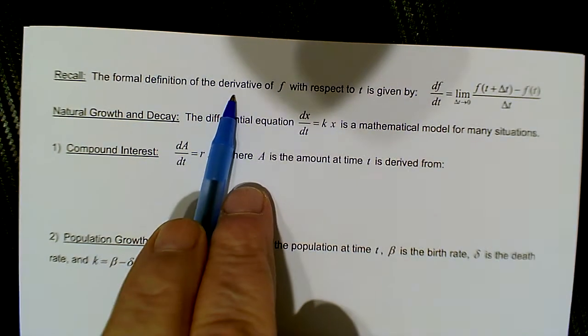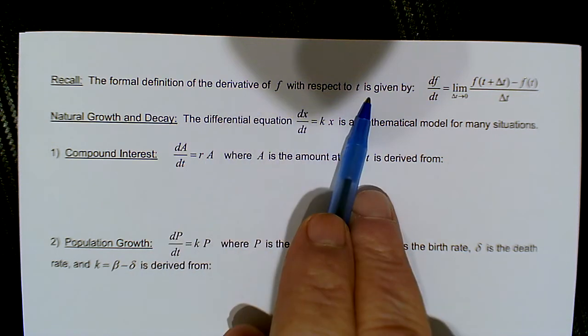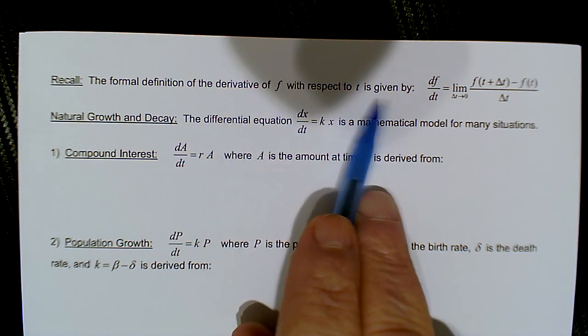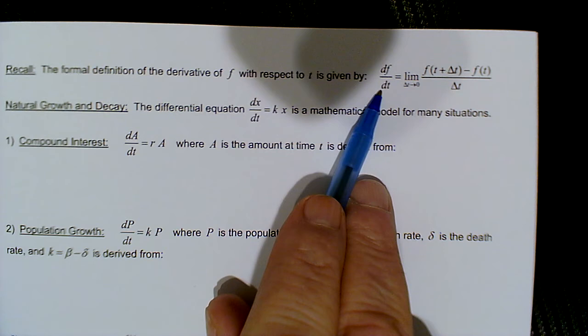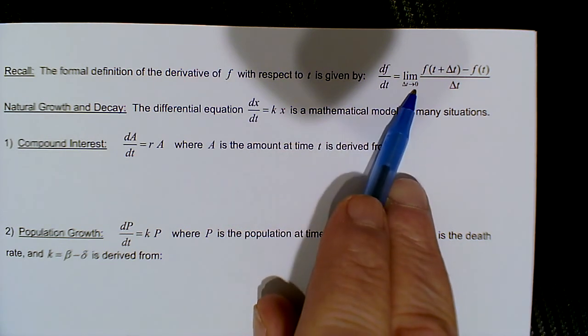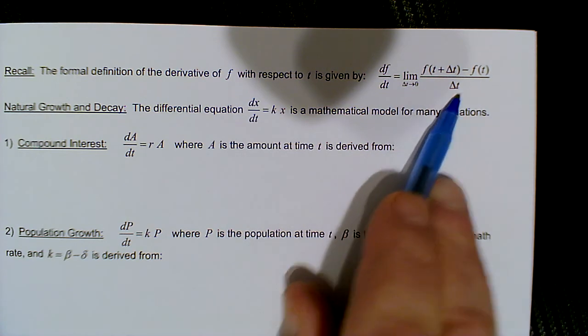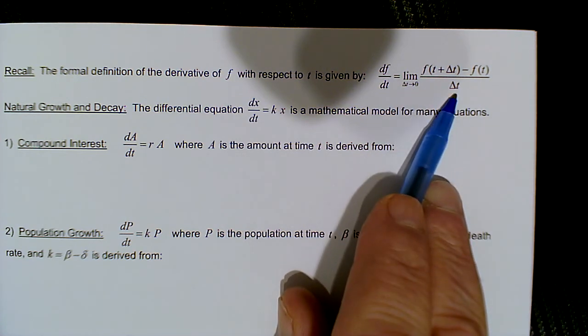To be able to understand the derivations of our formulas, we need to recall the formal definition of the derivative. If we consider f the function and t the independent variable, then the derivative of f with respect to t is, remember the formal definition, the limit as delta t tends towards 0 of f of t plus delta t minus f of t all over delta t.